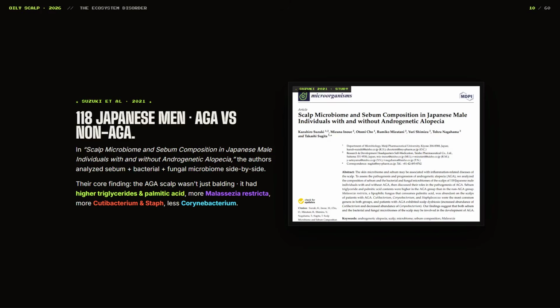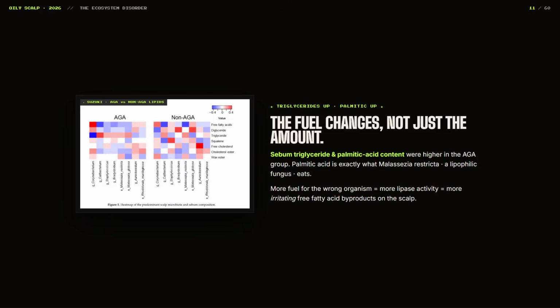The authors found that the group of men with androgenetic alopecia had higher scalp triglyceride and palmitic acid content, more Malassezia restricta, and bacterial dysbiosis marked by increased Cutibacterium and decreased Corynebacterium. Once again, we get some more confirmation when it comes to the sebum composition, right? Suzuki et al. state that fatty acids like palmitic acid and oleic acid can be generated by lipases produced by the Malassezia and Cutibacterium acnes. And these lipase compounds are going to encourage this itchy sort of feeling, that DHT itch.